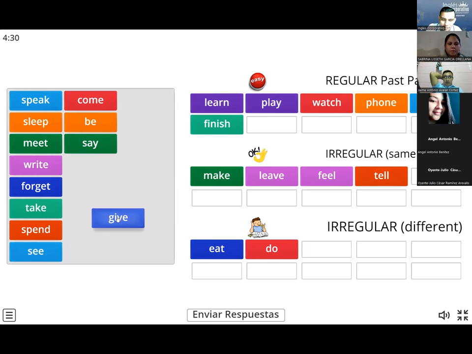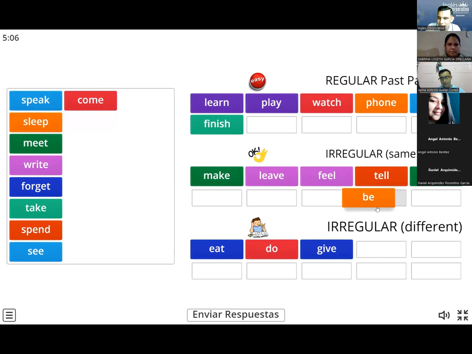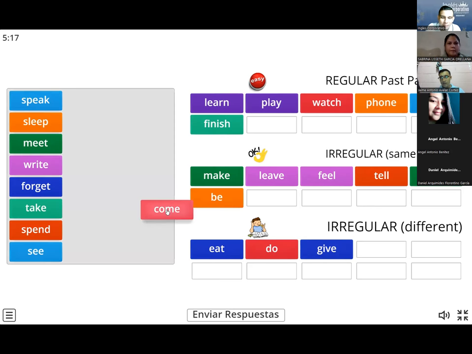Give. Irregular, different. Say. Irregular, same. When we say same, I guess those are verbs in which the past and the past participle are the same. For example, make, made, made. But do is did, done. It's different in the three forms. Be. Irregular, different, because we have was, were, and then been. Perfect.